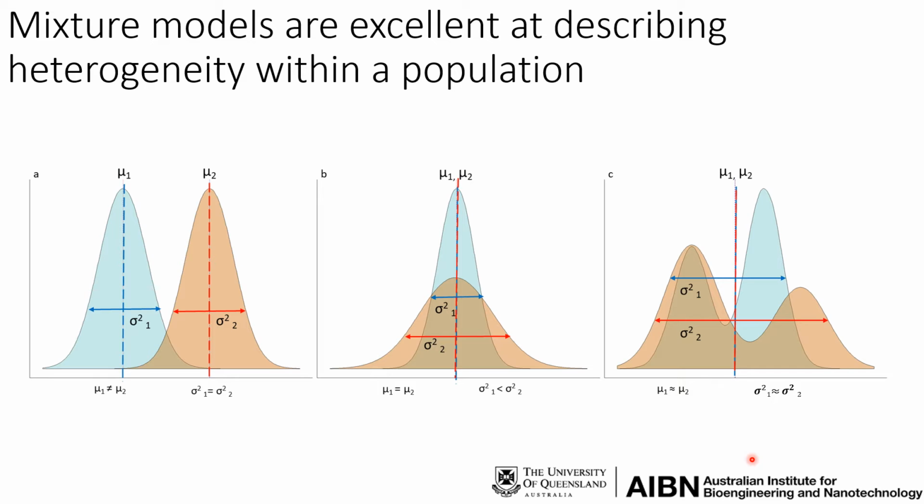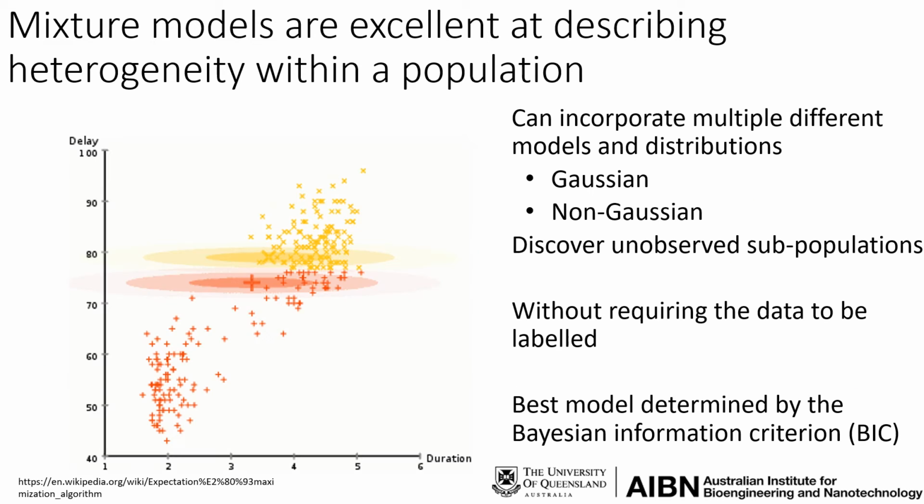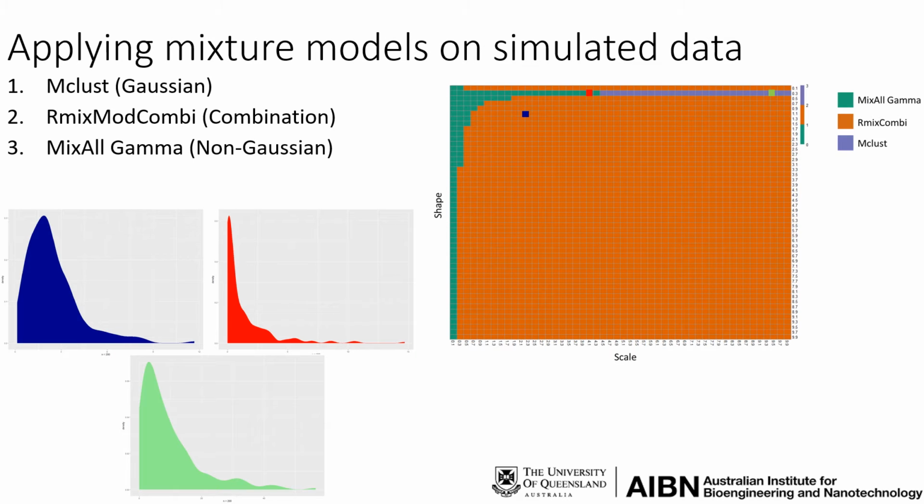And therein is where mixture models come in. Mixture models are really good at differentiating these criteria because they can incorporate multiple different models and distributions, Gaussian and non-Gaussian, and they're really good at discovering unobserved subpopulations without requiring the data to be labeled. Furthermore, once we have our data assigned to particular models, we can make sure the models fit, and the best models can then be determined by the Bayesian information criterion.